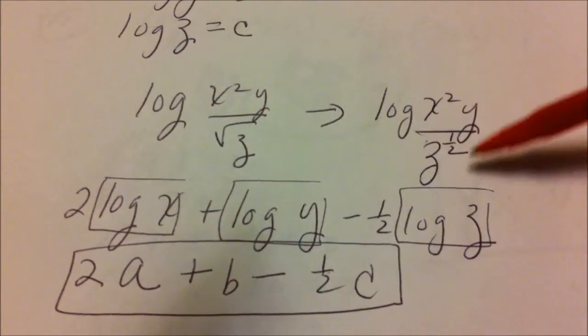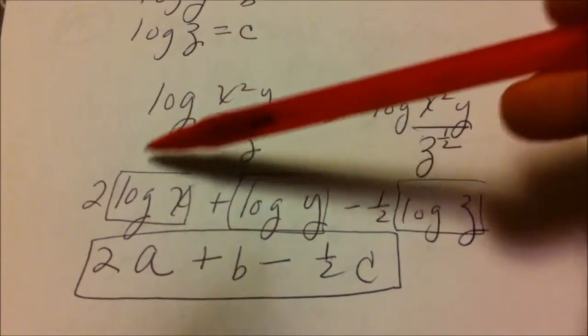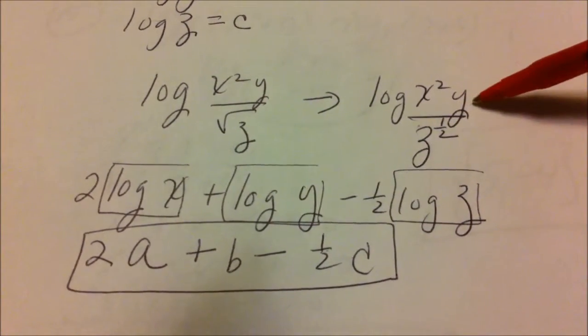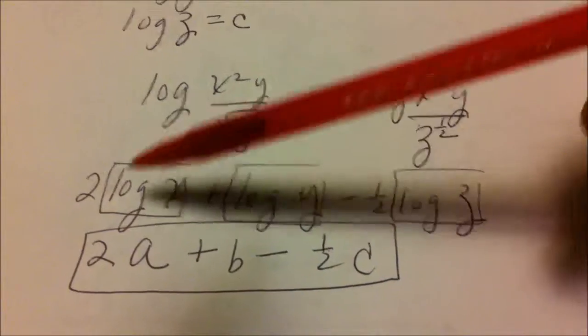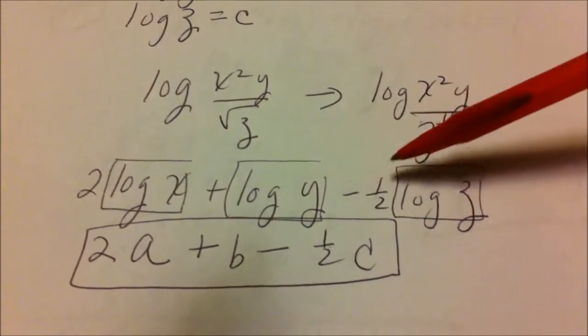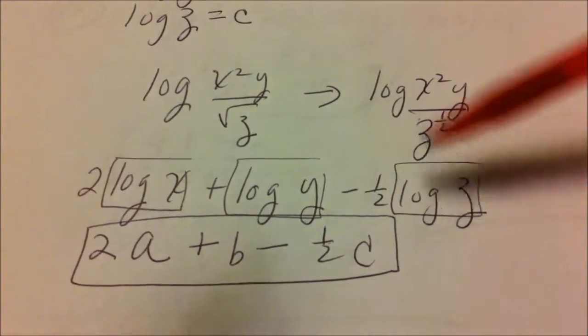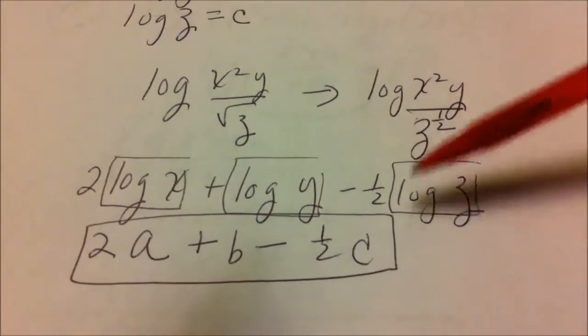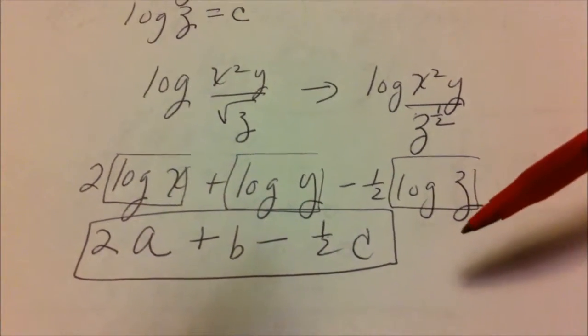So once again, we're going to start by getting rid of that radical and making it the 1/2 power. And then we expand this. This is almost exactly the same as before, except the other one had a cube here. So you get your 2 log x plus your log y minus your 1/2 log z. And I just want to explain, these are completely 2 different questions because the other one had a cube here.